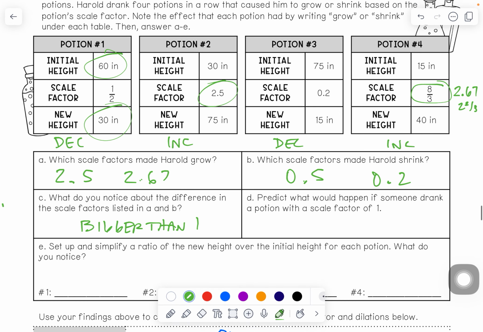Predict what would happen if someone drank a potion with a scale factor of 1 itself. They would stay the same. Remember, when you multiply a number by 1, it stays the same.